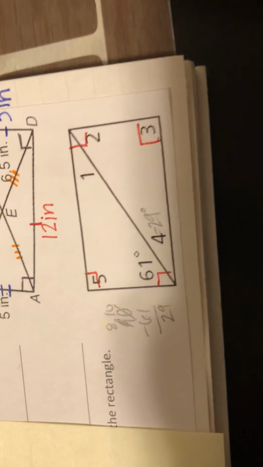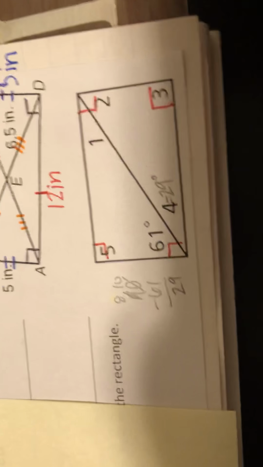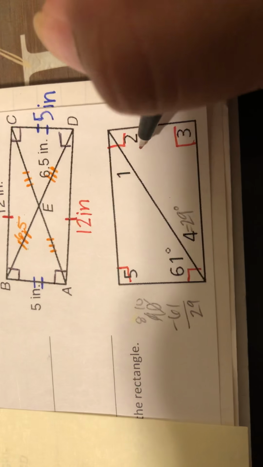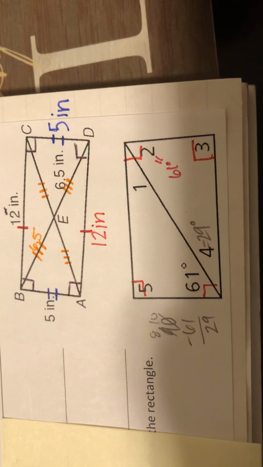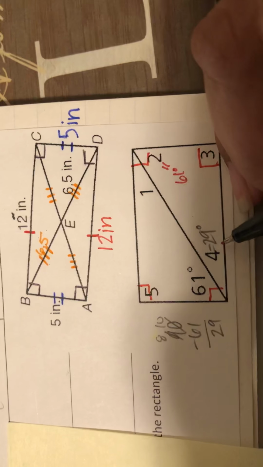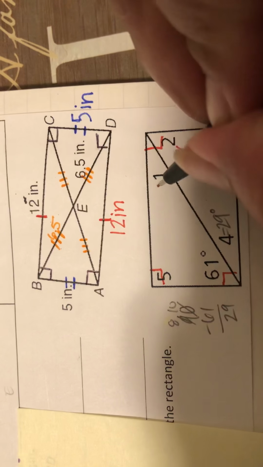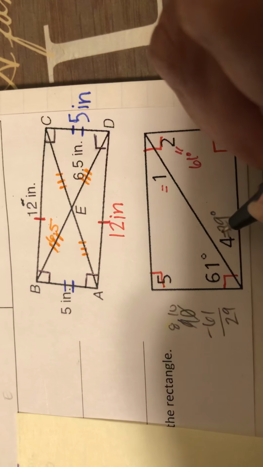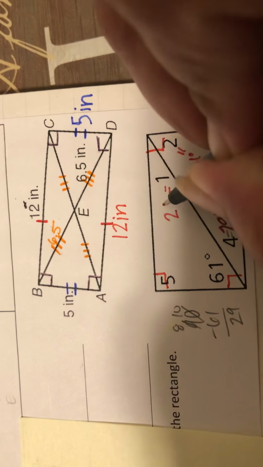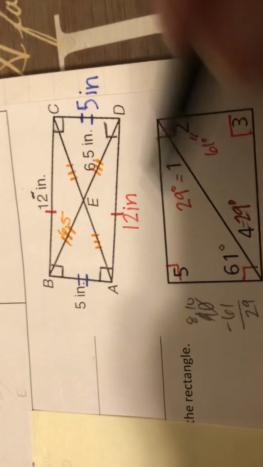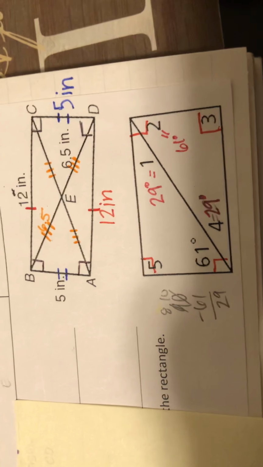Let me try to open one of these markers. So that is alternate interior to this too, 61 degrees. And if this is 29, how big is 1? Or what is the measurement? It's going to be 29 degrees as well. Okay, so I know all these angles. I think I'm pretty good. All right, now let's go see what we needed to do over here.